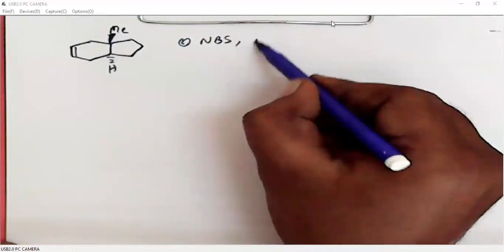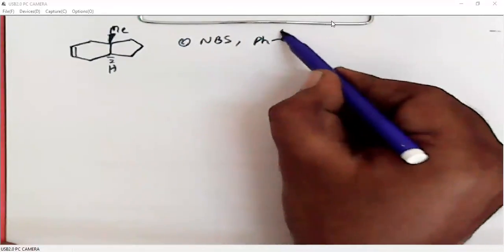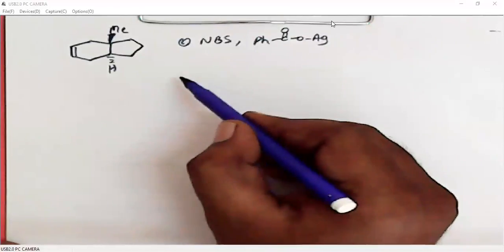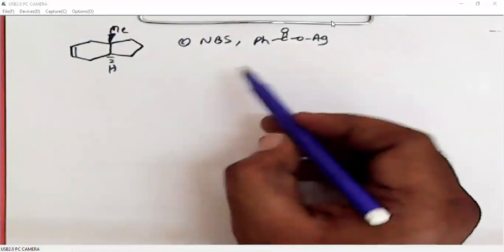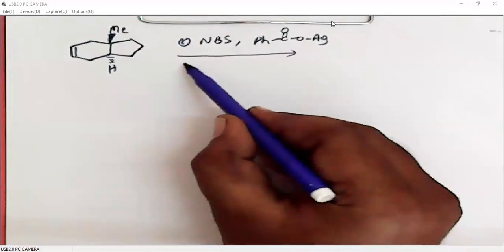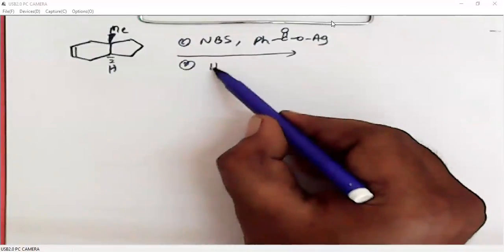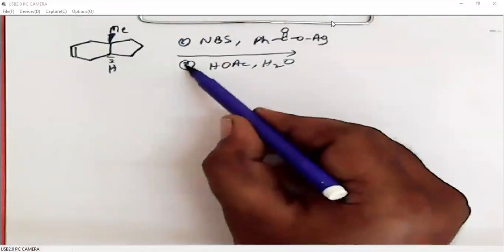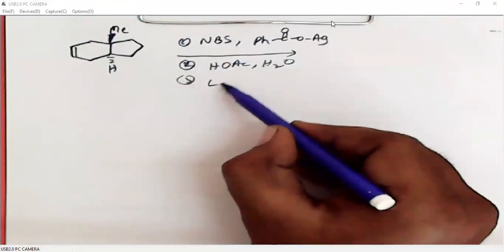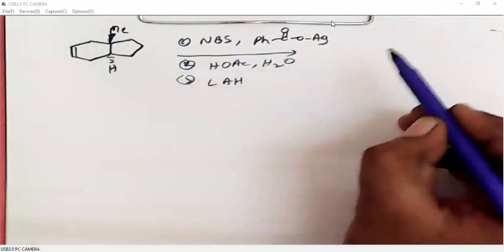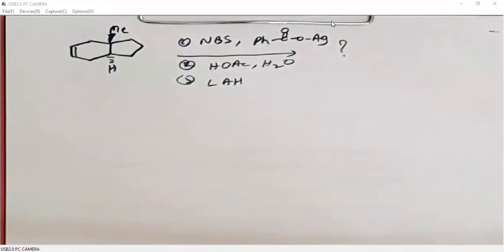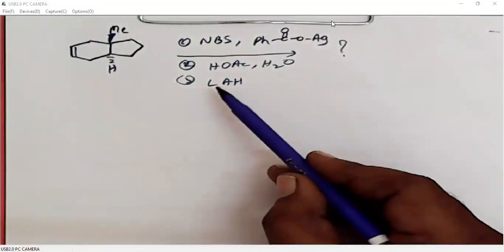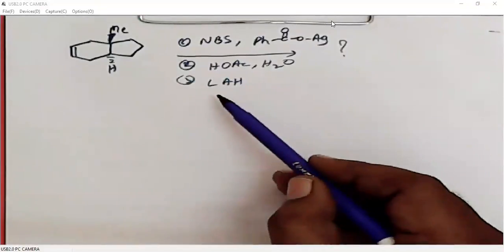NBS, silver benzoate, acetic acid, water, and in the third step we are using LAH. What are the products? So instead of hydrolysis we are using reduction of esters. Okay, so in that case also we will get alcohol.